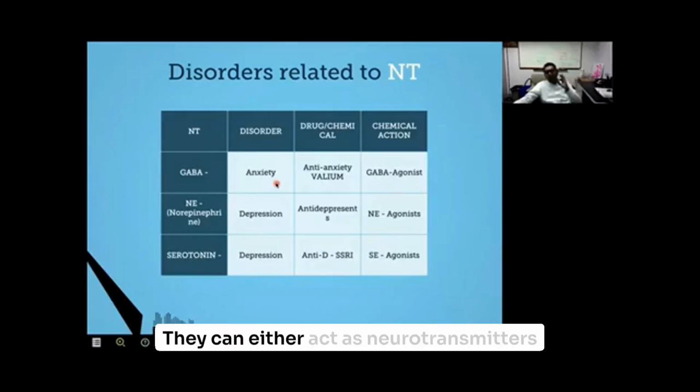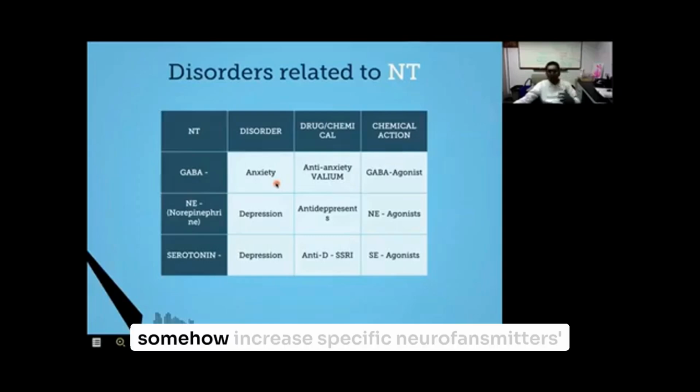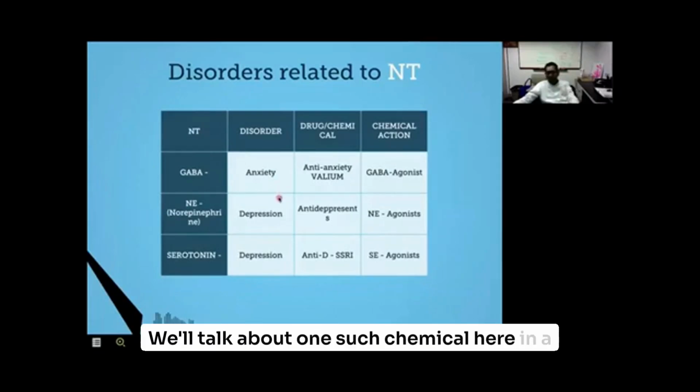They can either act as neurotransmitters themselves, or they can somehow increase specific neurotransmitters' presence in the synaptic cleft. We'll talk about one such example here in a second.